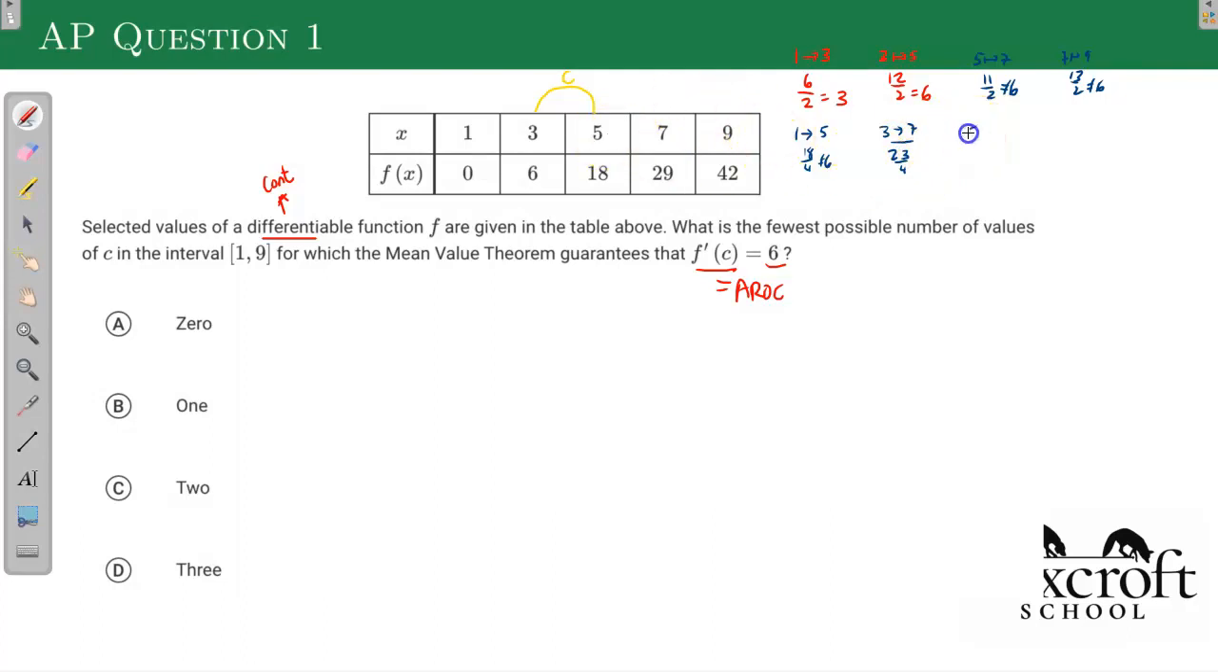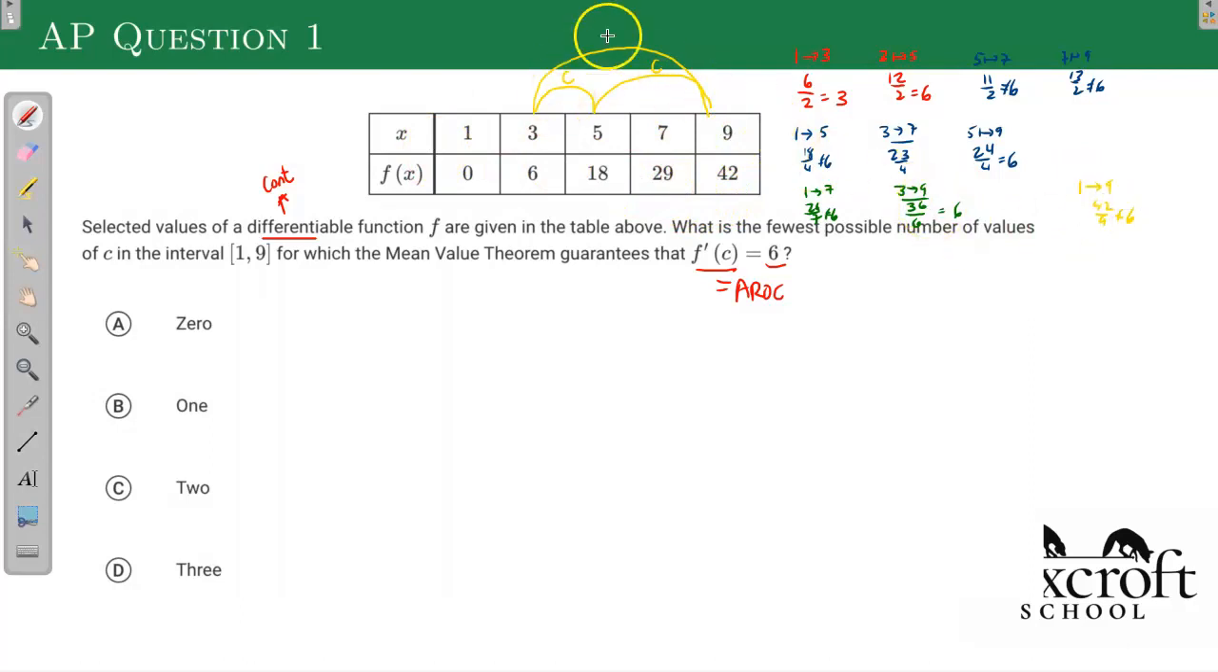We can go from 5 to 9. That is 24 over 4, which is 6. All right, so that's another possible place from 5 to 9. And let's do the last one. We can do from 1 to 7. That's 29 over 7. That's definitely not 6. We can do from 3 to 9. That is 36 over 6, which is 6. All right, so this one also looks like another one. And then we do the big one, 1 to 9, 42 over 9, and that's not 6.